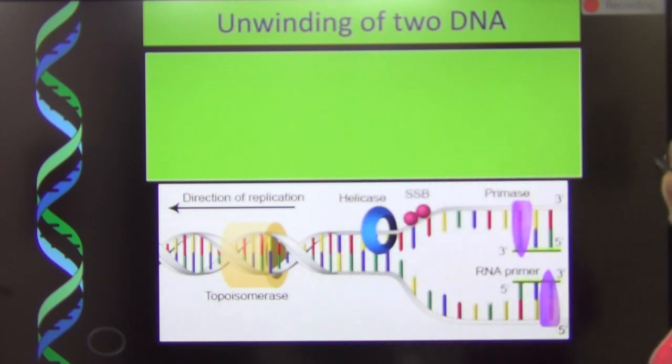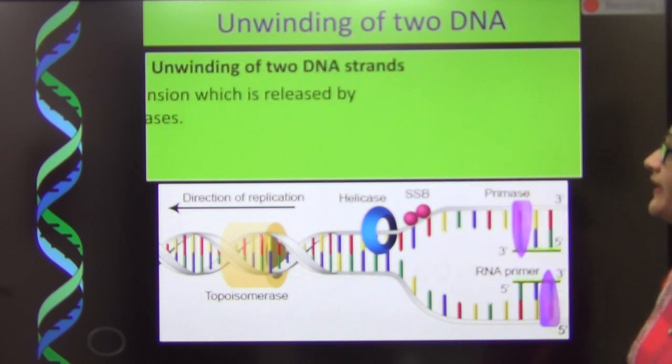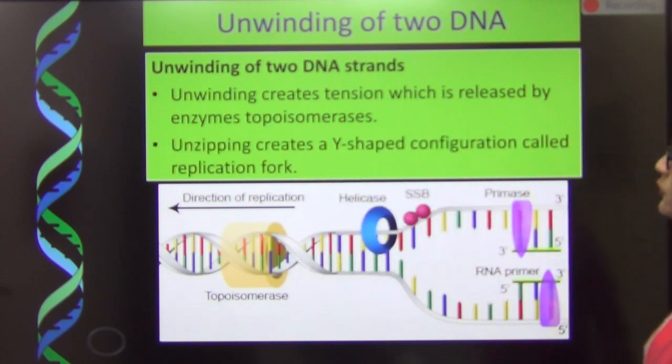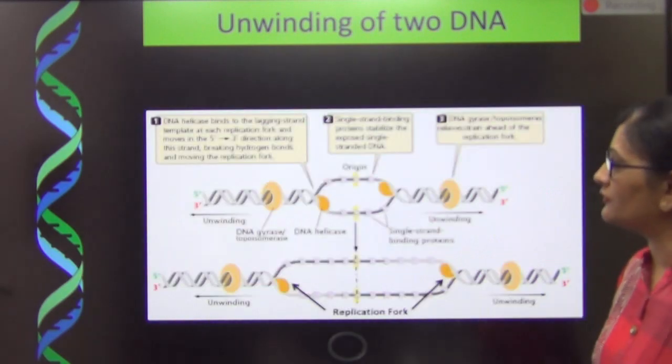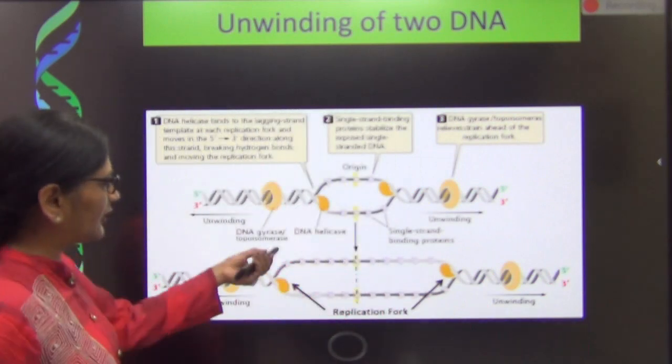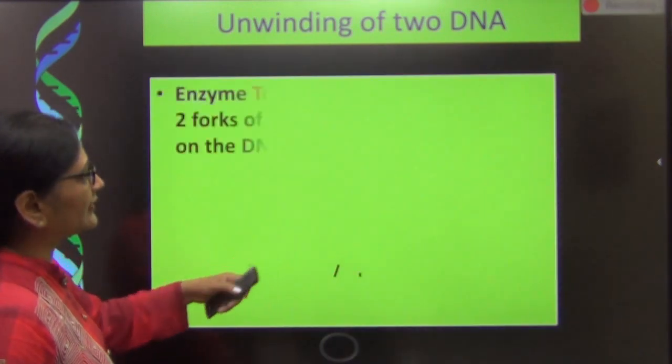Now let us move ahead. The unwinding of the two DNA strands, this tension is released with the help of the enzyme topoisomerase. The unzipping causes a typical Y-shaped configuration which is also called a replication fork. So this is a diagram, I think this is not very clear, so we can omit it.